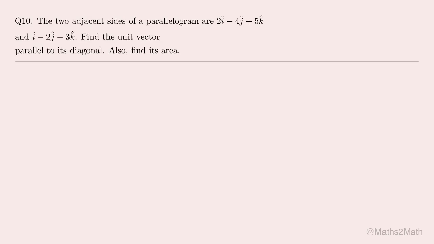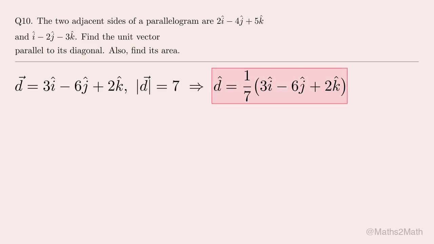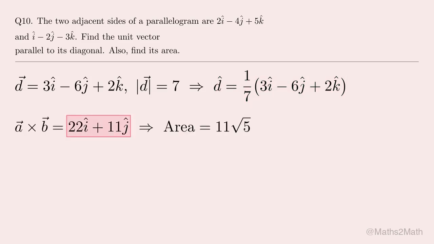Question 10. Diagonal by addition, area by cross product. 2 computations in 1 question. The diagonal is 3, minus 6, 2 with magnitude 7, unit 1/7 of it. The cross of the sides is 22i hat plus 11j hat, magnitude 11 root 5. The area.